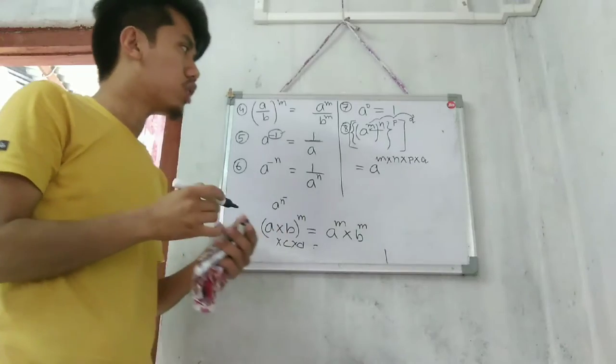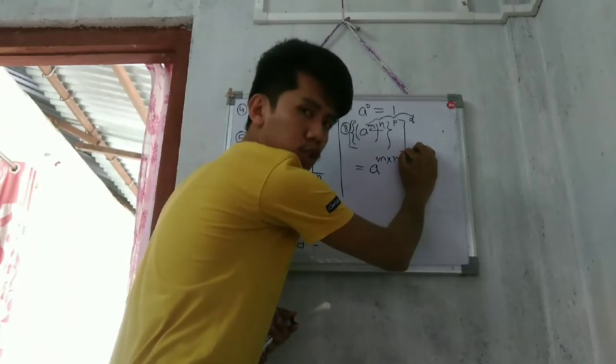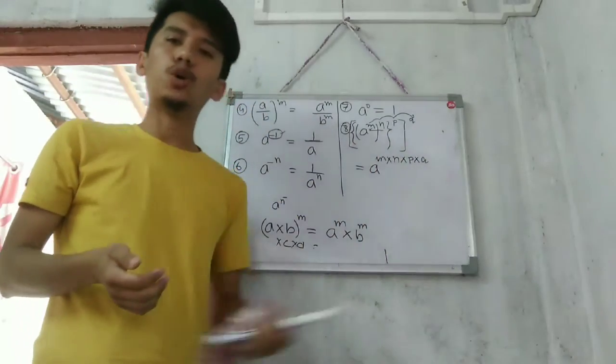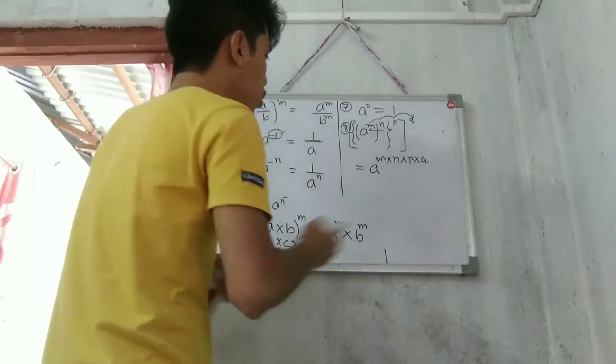And in your book, you will see only up to m and n. It is A to the power m into n. But if you need, you may go up to 3 more powers, 4 more powers. It is as per your need. So now the next formula.